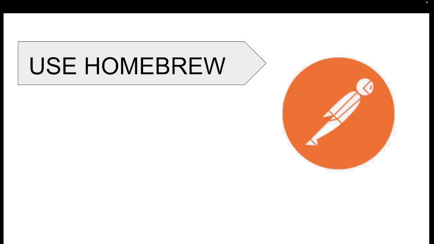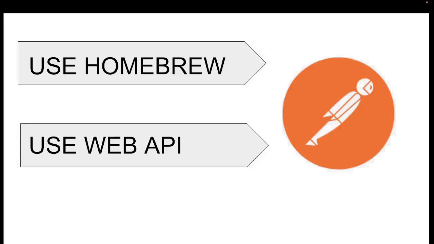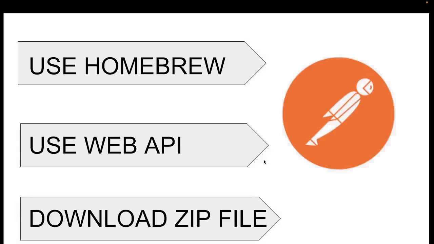The first one is you can use Homebrew. The second one is we can use Web API. In this basically we don't have to install Postman. We simply have to sign in to this Web API. Then the last one is download zip file and extract them. So now let us discuss one by one.